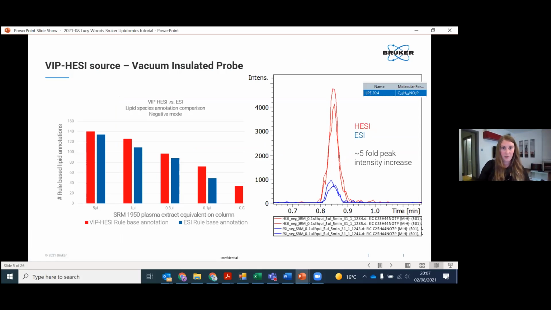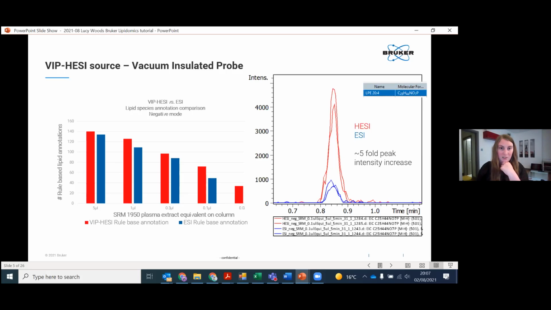So this plot on the left-hand side here, this shows you, not sure if you can see my mouse, but I can't bring up the pointer at the moment. But the figure on the left-hand side shows you where different concentrations of the SRM 1950 plasma extract were analyzed on the timsTOF Pro platform with this new HESI source.